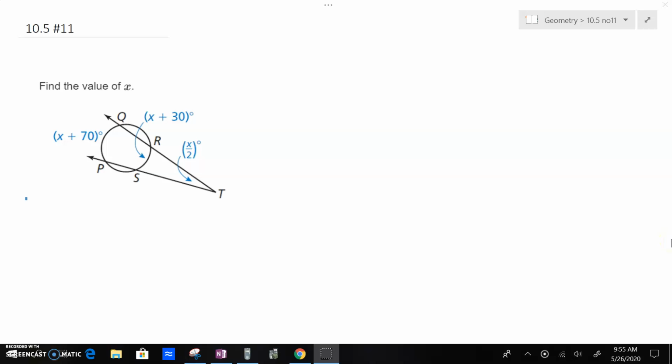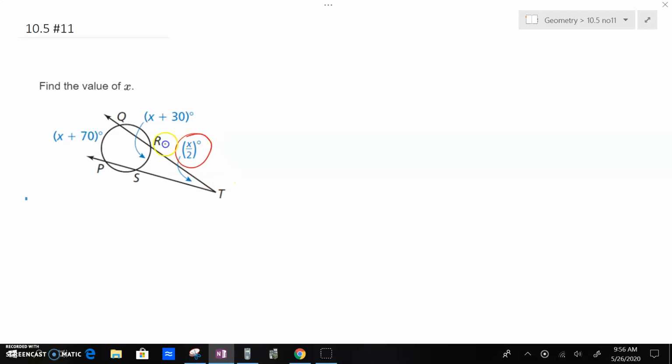Okay, this is a video working through number 11 from the 10.5 homework. In this problem they are just asking us to find the value of x. So once we have it, we don't need to do anything more with it. And the formula that they're asking you to access is to take the exterior angle measure.